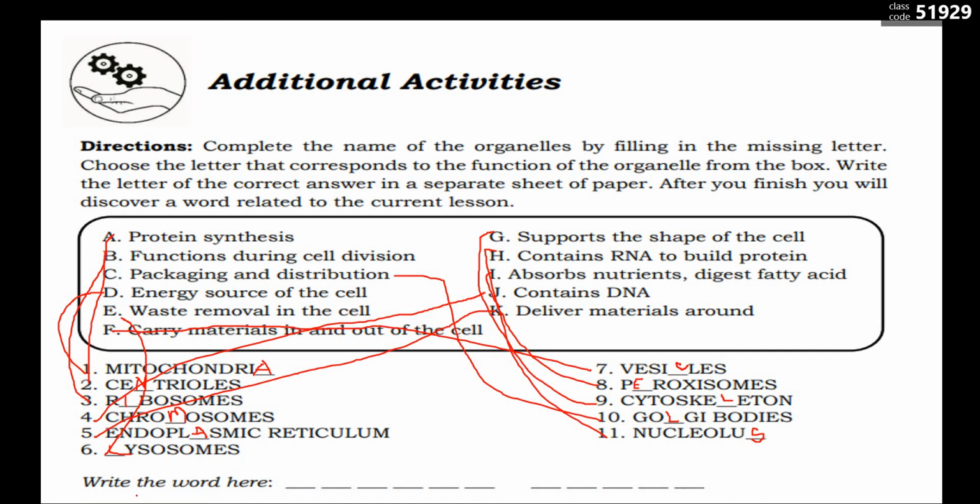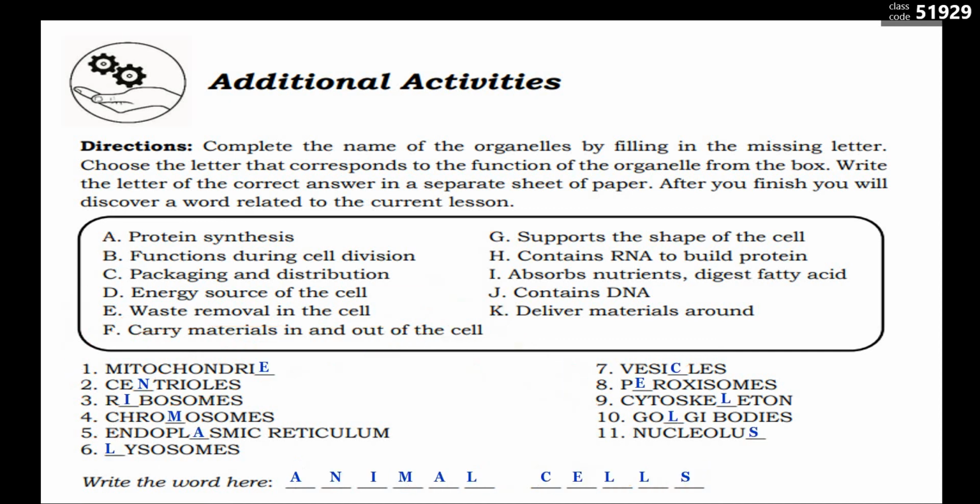And what do you think is the right word here? It is A, N, I, M, A, L. This is C, E, L, L, and this is S. So this is the animal cells. So very good. So this is the answer for that. If you don't have any question with our lesson, thank you for listening and good day.